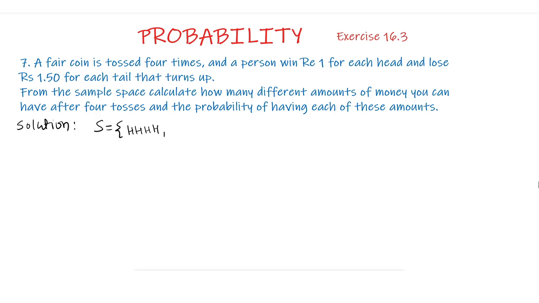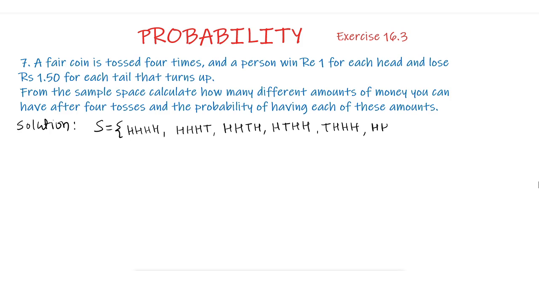So 4 heads, then head, head, head and tail. 3 heads and a tail, then head, head, tail, head. In the third toss we get the tail, and in all other tosses we get the head. Then head, tail, head, head, then tail, head, head, head.